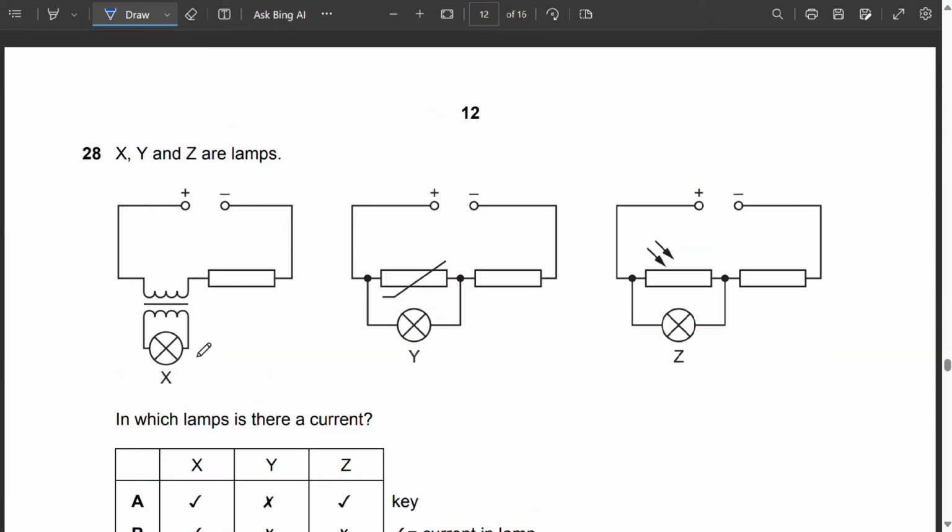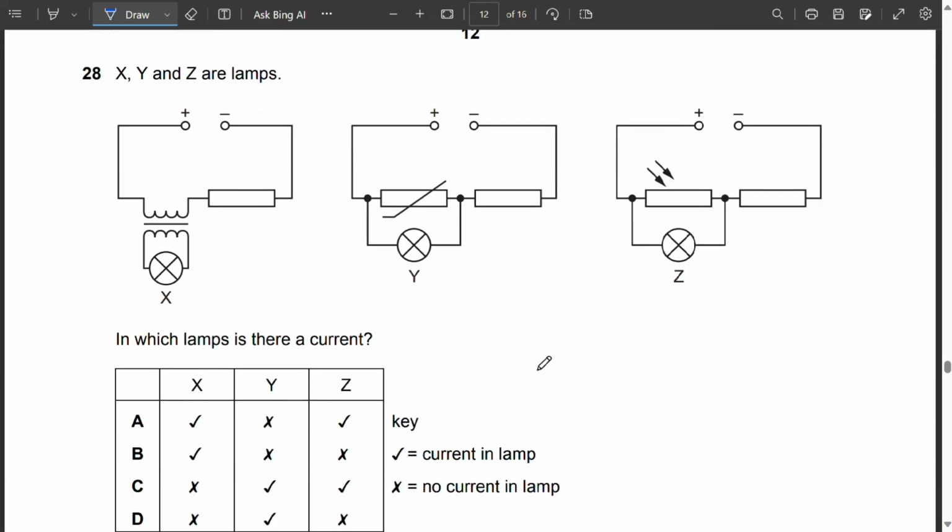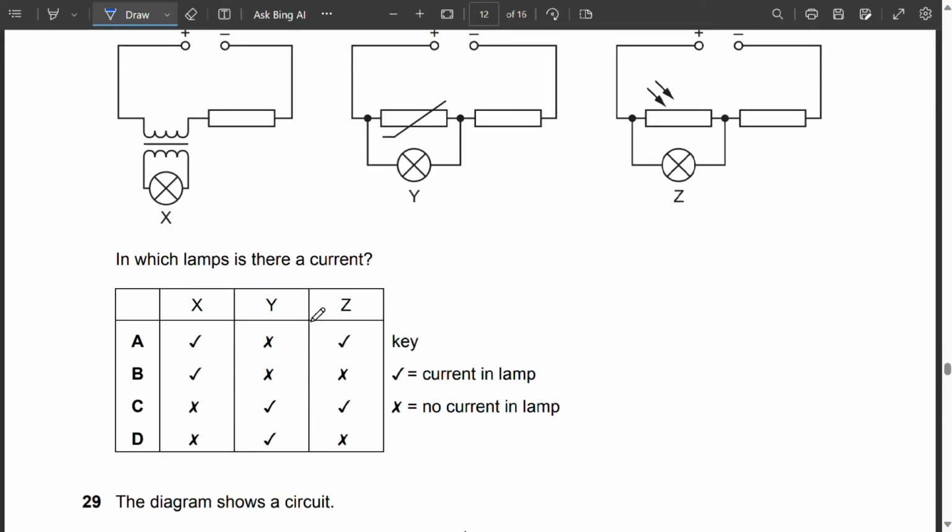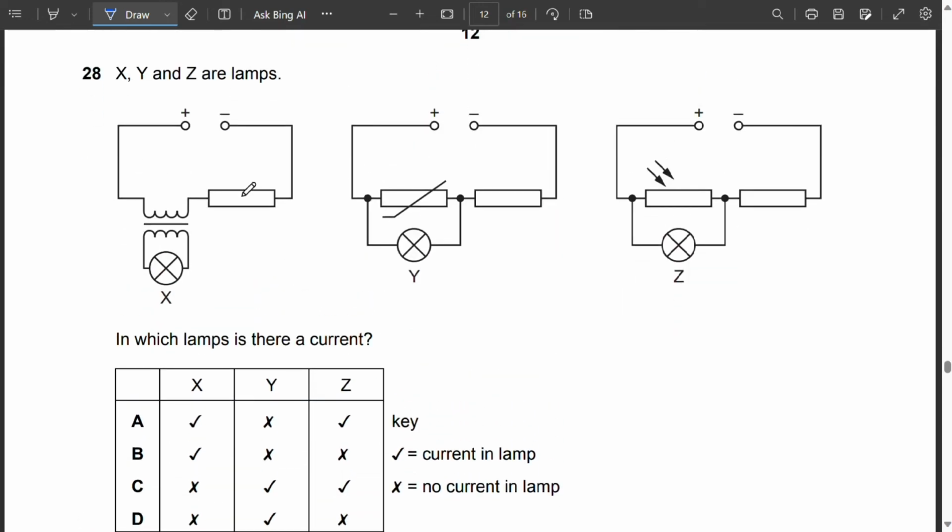X, Y, Z are lamps. In which lamp is there a current? First of all, this is a DC current. It's a battery, a direct current, and this is the transformer.